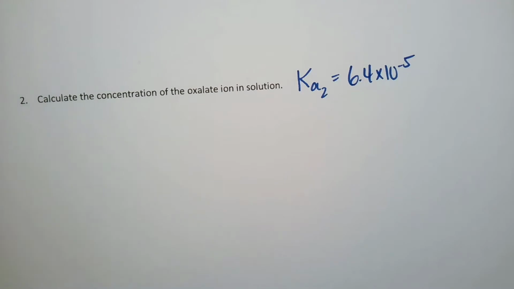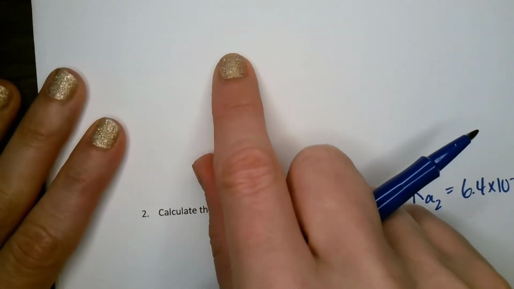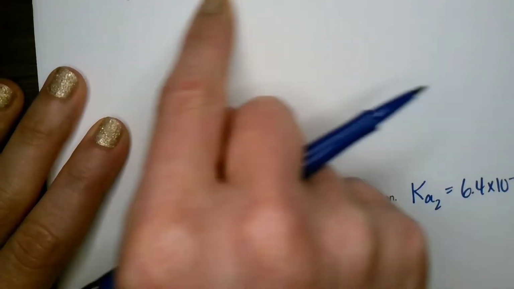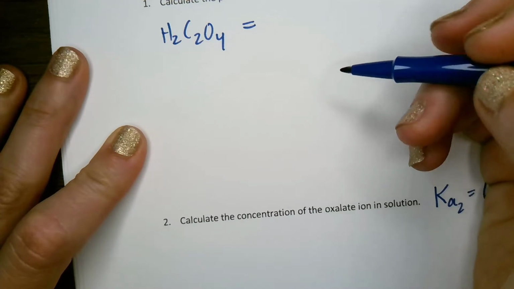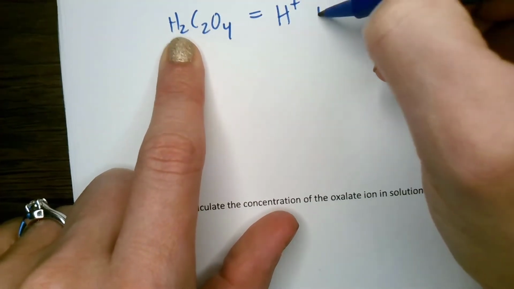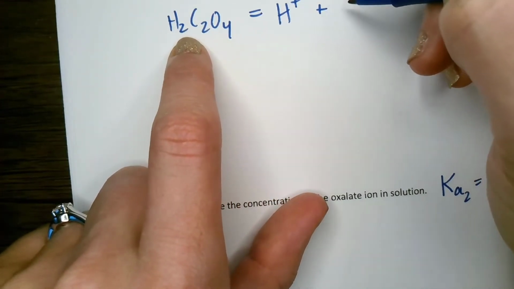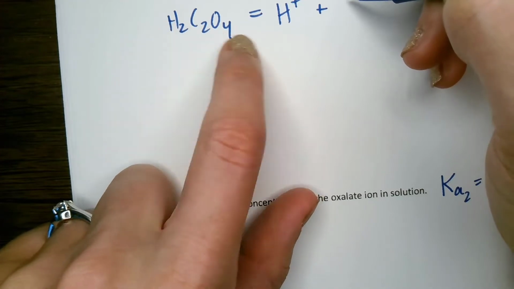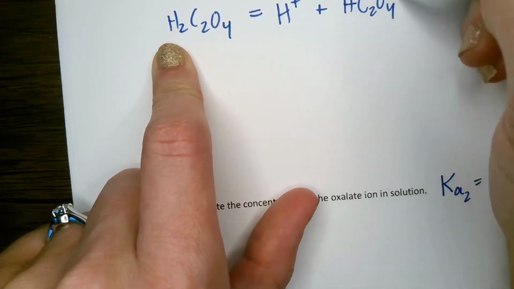Okay, so we've got that set up. We can put Appendix D aside. So let's look at this. Let's write what we know. We've got H2C2O4 in equilibrium. And of course, this is going to take one of our hydrogens off. So we'll have H+. And that means that our conjugate base would be this minus one hydrogen, so just HC2O4 minus.